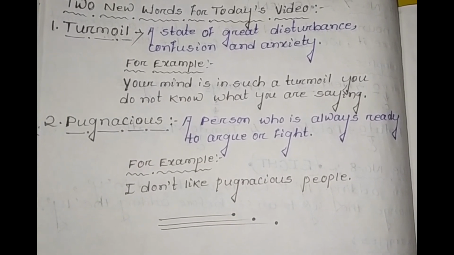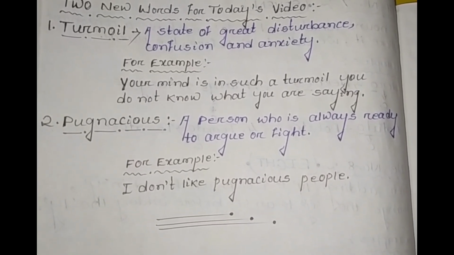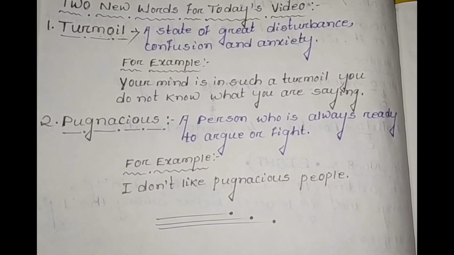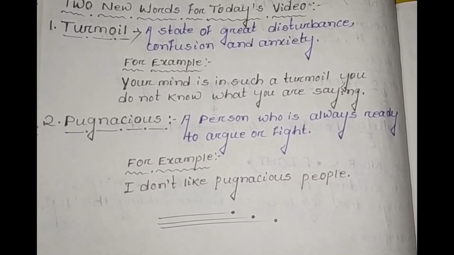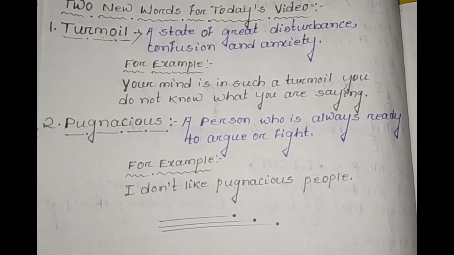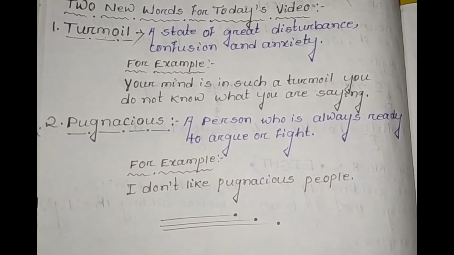Then coming to number 2, pugnacious. So what is the meaning of it? A person who is always ready to argue or fight. They are called a pugnacious person. For example, I don't like pugnacious people.